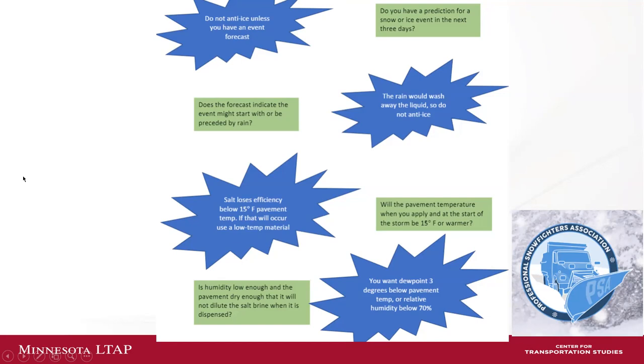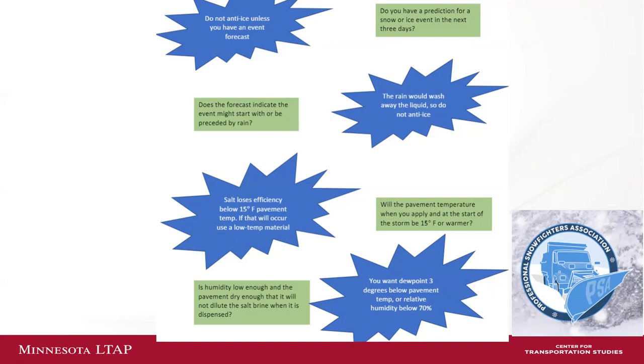Then you have to look at temperatures. Okay, will the pavement temperature when you apply the material and at the start of the storm be 15 degrees or warmer? So remember that salt loses its efficiency below 15 degrees. So if it's going to be colder, use a low temp material, such as magnesium chloride or calcium chloride.